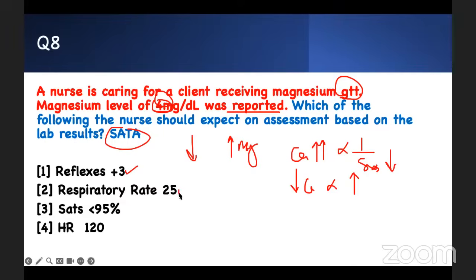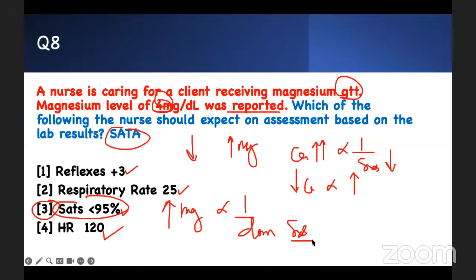Your respiratory rate is going up. I don't expect that. Your heart rate is going up. I don't expect that. Your SAT should be going down. Yeah, this is what I expect. So you have to do the relationship. High magnesium means symptoms should go down. These symptoms are going up.